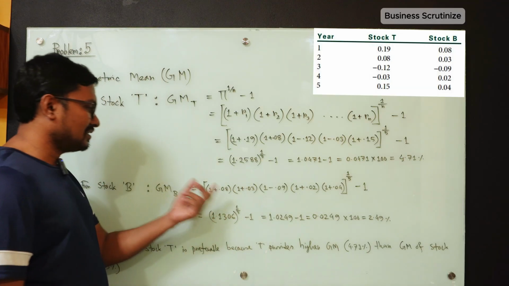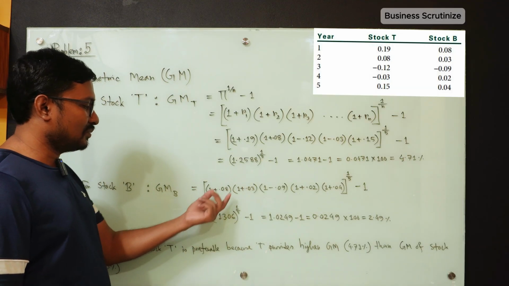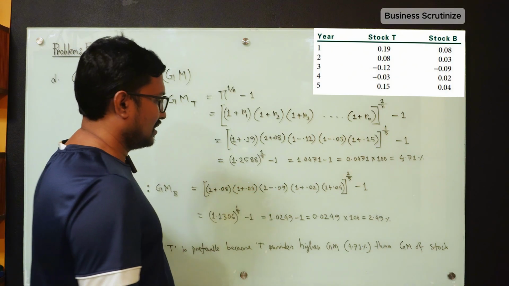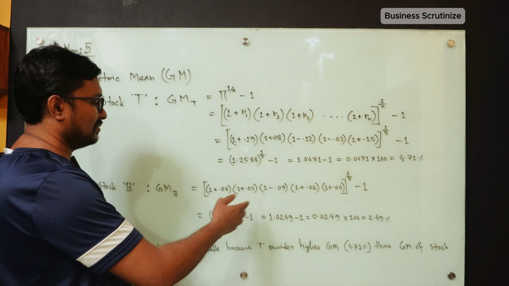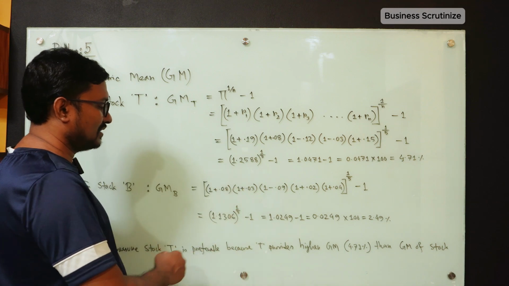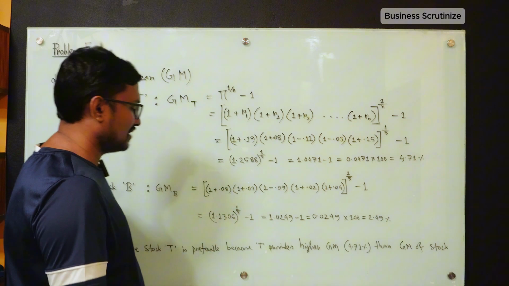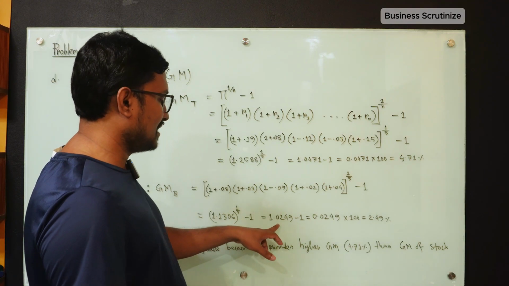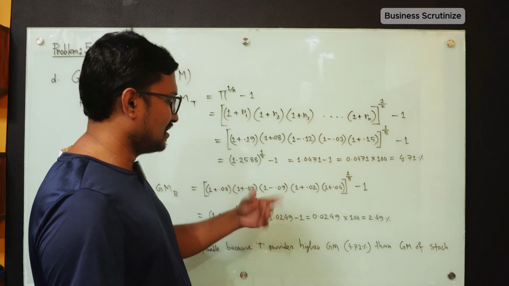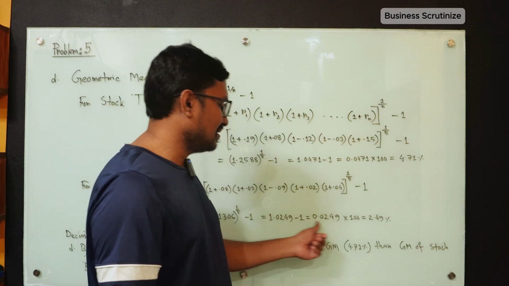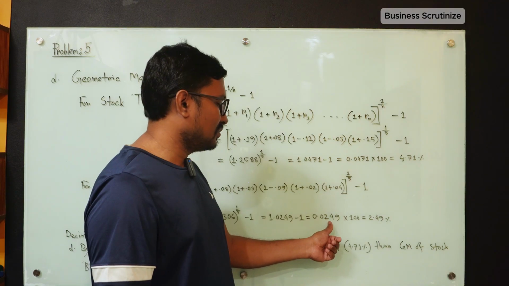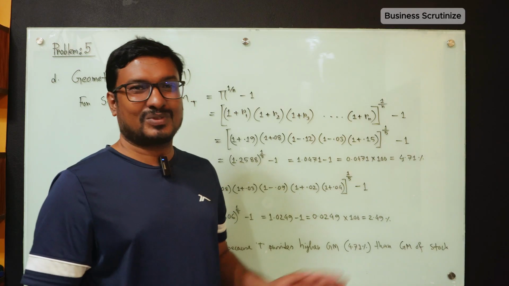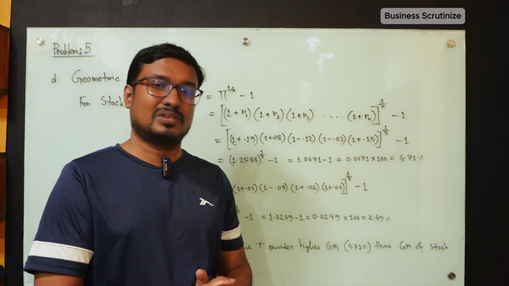Now using our calculator, again we compute each of the elements and multiply them together, and we write 1.1306, with the power 1 by 5 minus 1. If we compute this, we get 1.0249 using our calculator, and subtracting 1, the value is 0.0249, or we can write 2.49%. So 2.49% is the geometric return for stock B.